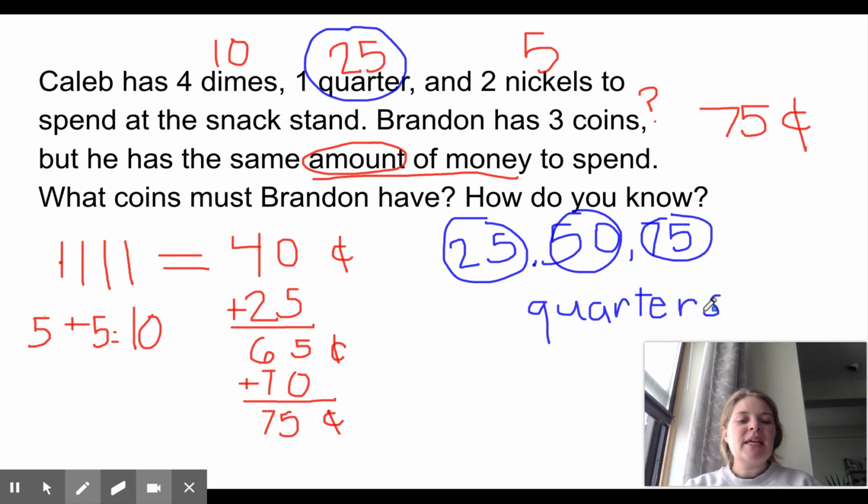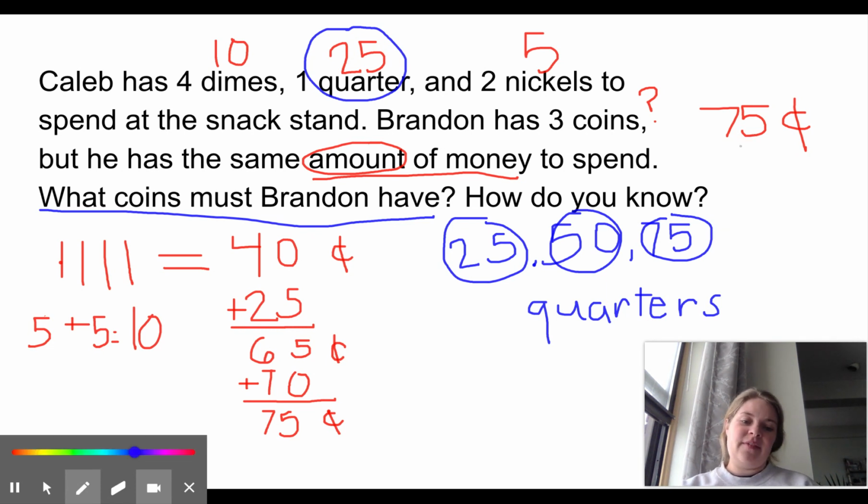Second graders, make sure that when you're doing your application problem, you're answering the actual question. When we're looking at your work, we're noticing a lot of friends are doing the math and doing a great job, but then answering a different question. Make sure that you are answering the question. Brandon must have quarters, and the way that we know is that 3 quarters are the only amount of coins that could equal 75 cents. Good work.